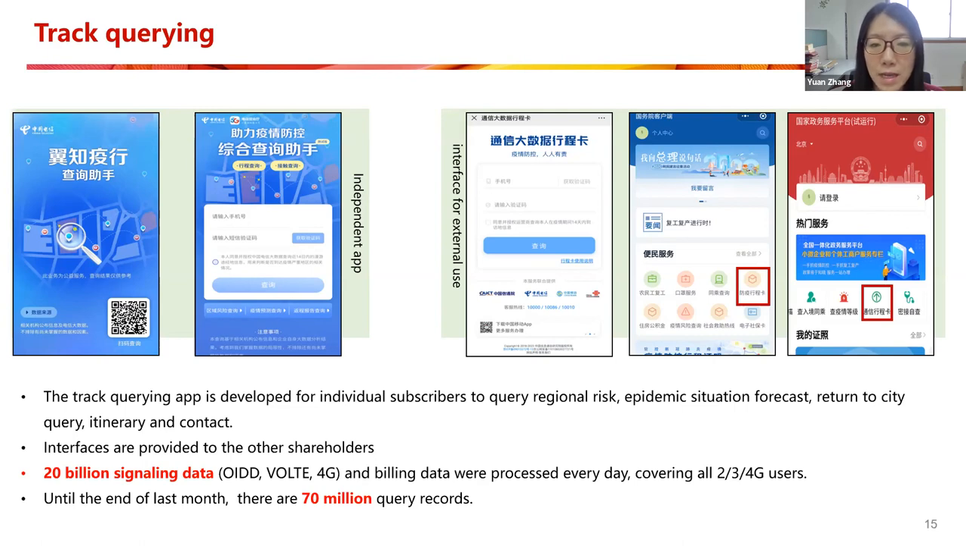It gets people's location and analyzes the people flow in key epidemic areas, such as fever clinics and people gathering areas, to provide open and transparent data and dispel the unnecessary fear of the epidemics. About 20 billion signal data records were processed every day, covering all 2G, 3G, and 4G users. Until the end of last month, there were 70 million query records.